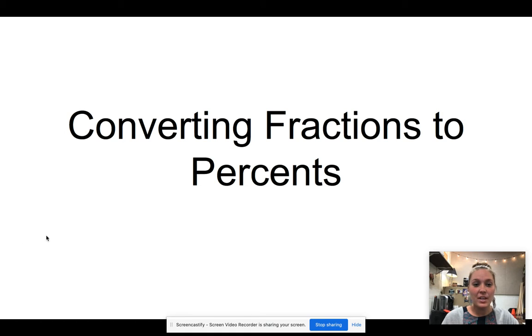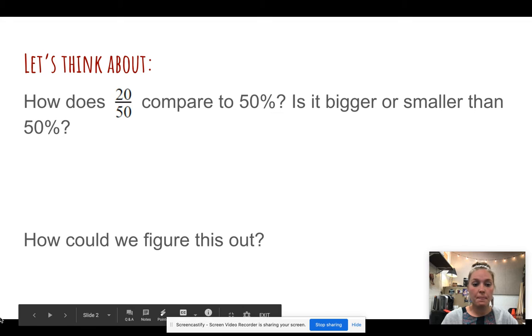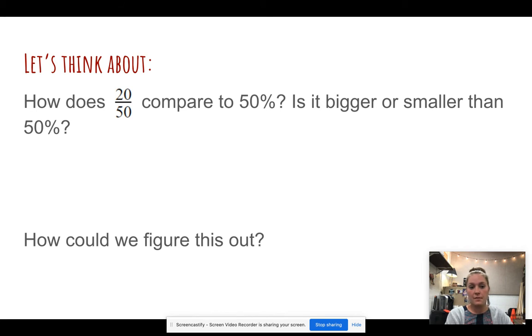Hi everybody, today we are looking at converting fractions to percents. So let's think about this. How does 20/50ths compare to 50%? Is it bigger or is it smaller than 50%? So how could we figure this out? What are some ideas you have?